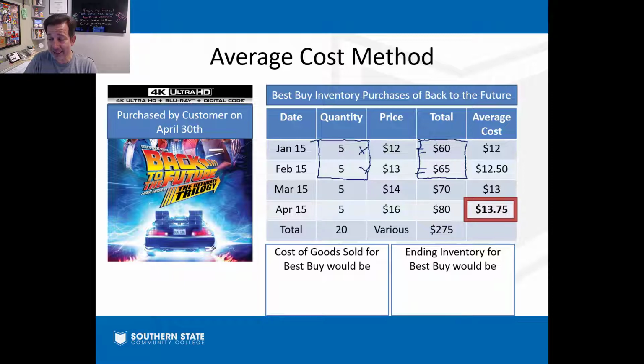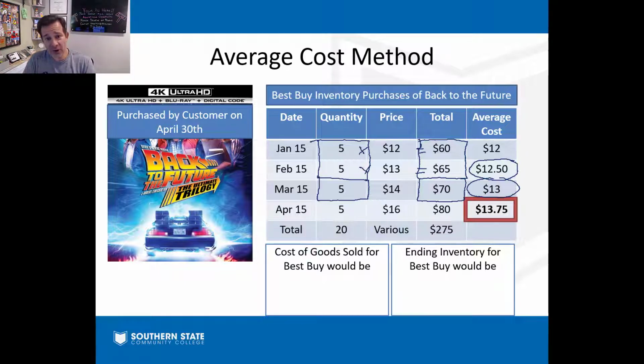125 divided by 10 is $12.50. So every time we make an inventory purchase, we create a new average cost of inventory. March 15th, we add 5 more. So now we have 15. Our total now is 195. 195 bucks divided by 15 gives me an average of 13. So every time we buy, we make a new average cost calculation. And then if we sell, we use whatever the latest average cost is.